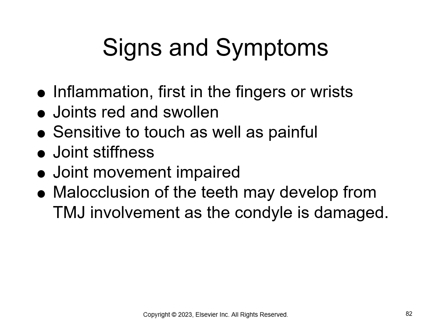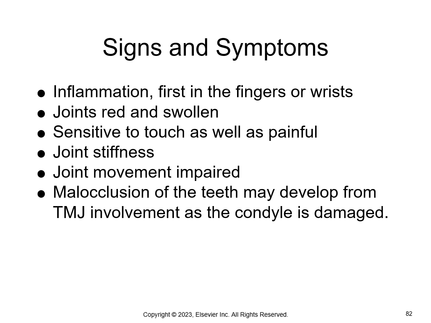Again, with rheumatoid arthritis, we'll have a slow onset. Specific manifestations may include the following. Inflammation may be apparent first in the fingers or the wrist. It affects joints in a bilateral fashion. Usually more than one pair of joints are involved. The joints will appear red and swollen. They're often sensitive to touch and painful.